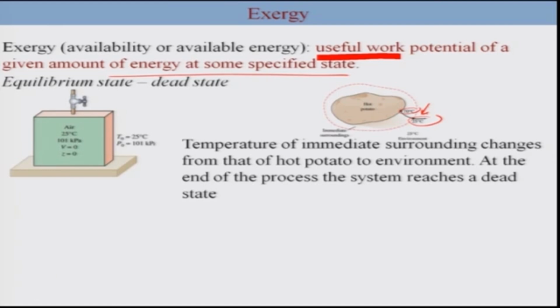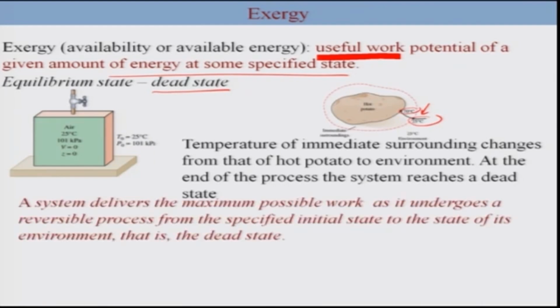So, thus for a given equilibrium state, or if a system is at equilibrium with the surrounding, this would be defined as a dead state, and later you would realize that this dead state is indicative of the fact that this particular system has no specific value in terms of the work it can generate. We have already discussed this aspect earlier, that a system delivers the maximum possible work as it undergoes a reversible process from the specified initial state to the state of environment.